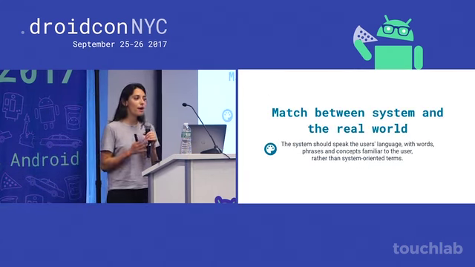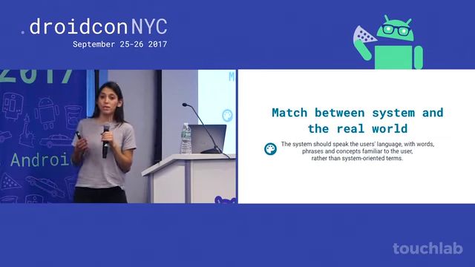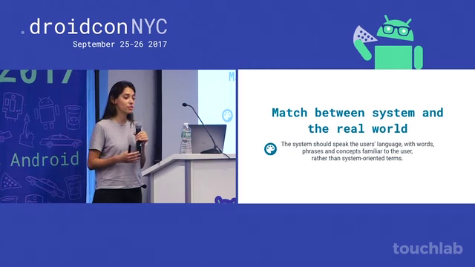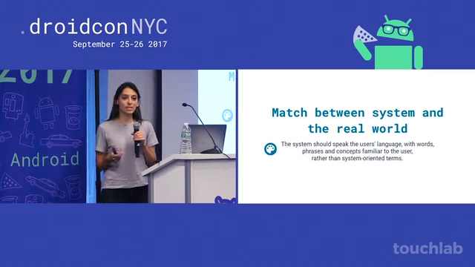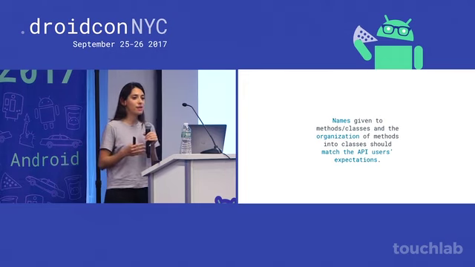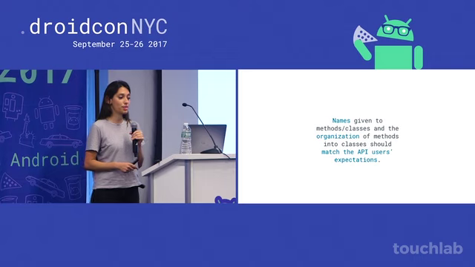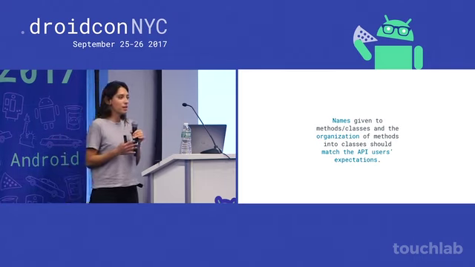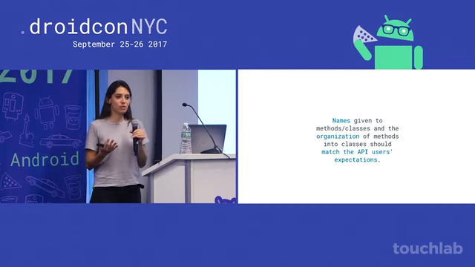Next guideline is to have a match between the system and the real world. Because the system should speak the user's language with words, phrases, concepts that are familiar to the user, rather than system-oriented terms. So what does it mean in terms of APIs? That names given to methods, classes, and the organization of methods into classes should match the user's expectations. Because when searching for a class, the users don't really have a concrete starting point. What they rely on is their knowledge of the domain.